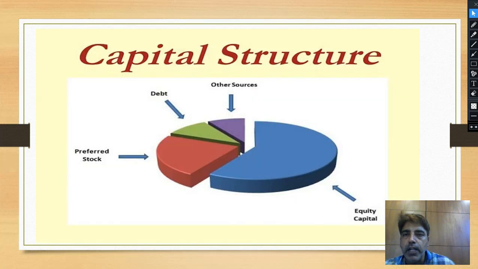So it basically consists of shareholders' equity, debt, and preferred stock. We can discuss this with the pie chart shown here: the equity capital, the preferred stock, debt, and other sources. In other sources, as I discussed, there are venture capital, private placement, and other debt-based instruments such as bonds, etc.